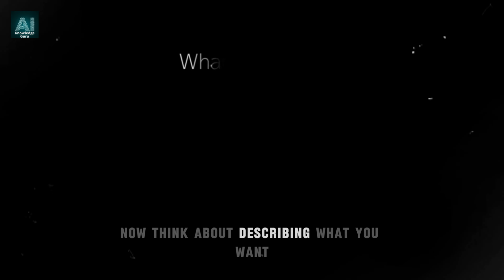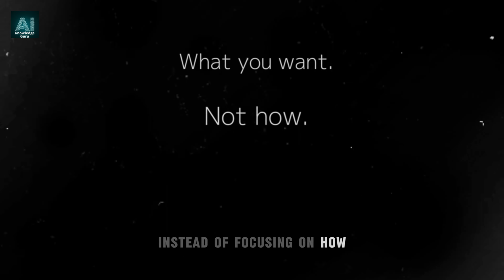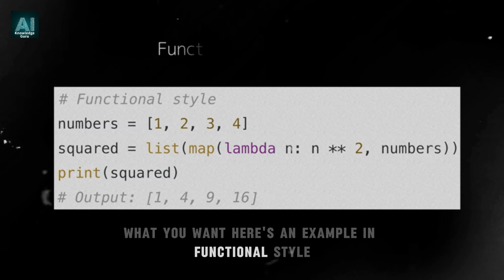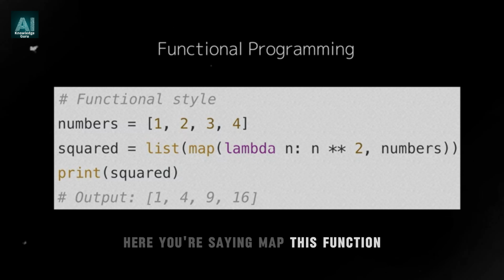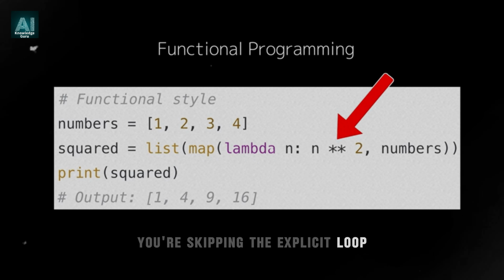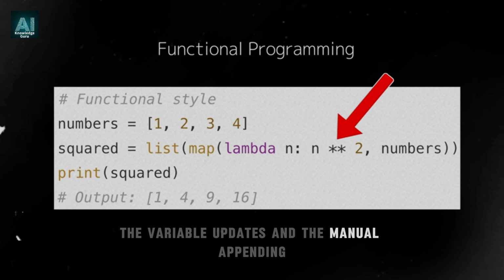Now think about describing what you want. Instead of focusing on how, functional programming asks you to describe what you want. Here's an example in functional style. Here you're saying map this function n to the power of 2 over the list of numbers. You're skipping the explicit loop, the variable updates, and the manual appending.